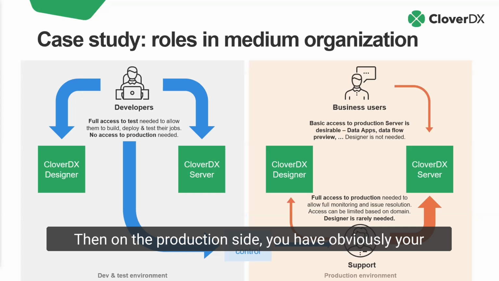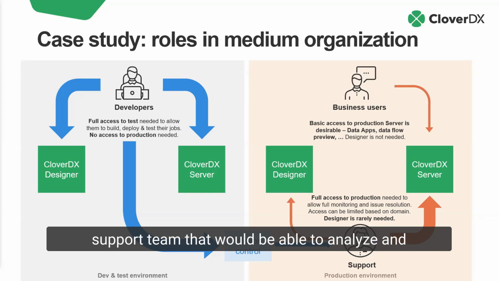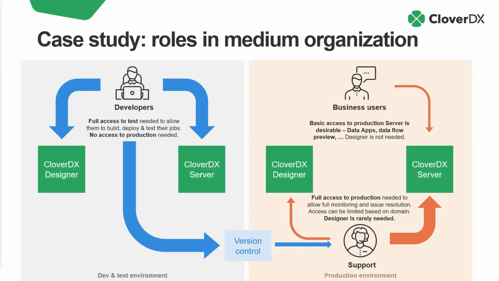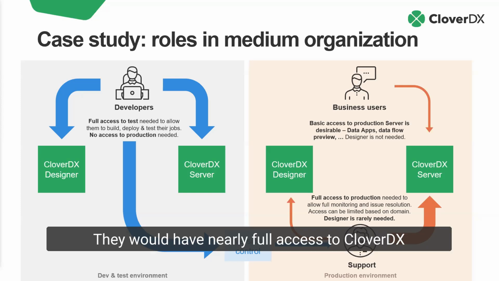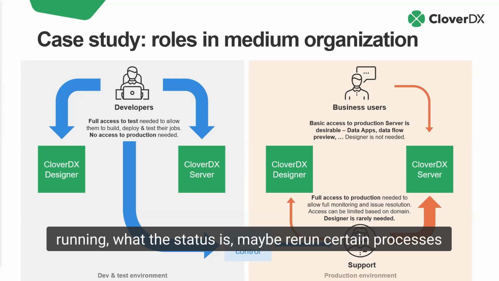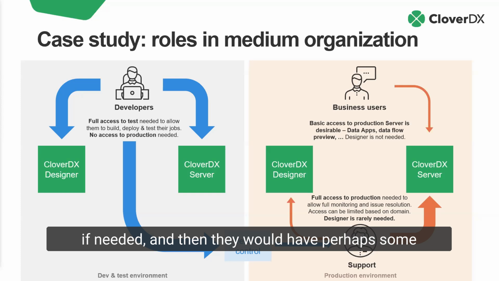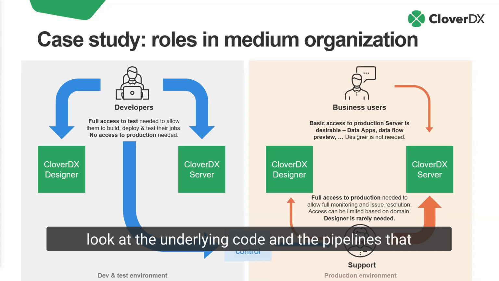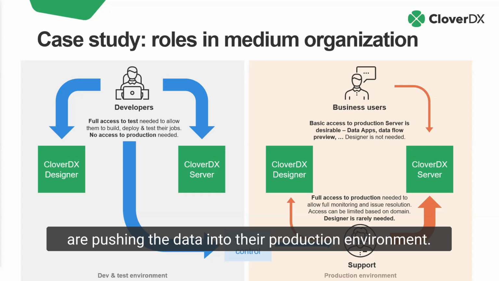Then on the production side, you have obviously your support team that would be able to analyze and make sure that the production environment is running well. They would have nearly full access to CloverDX Server, so that way they can see what's been running, what the status is, maybe rerun certain processes if needed. And then they would have perhaps some access to CloverDX Designer just to take a look at the underlying code and the pipelines that are pushing the data into their production environment.